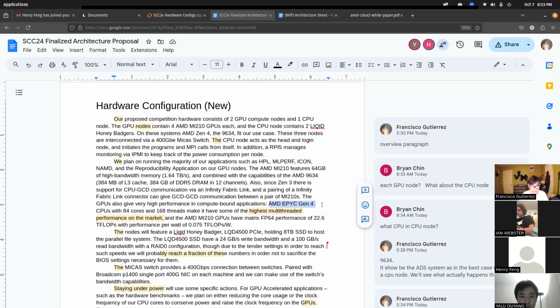Yeah, AMD EPYC Gen 4. The 9000 stands for, maybe, the number of CPU cores. I think so. Okay.